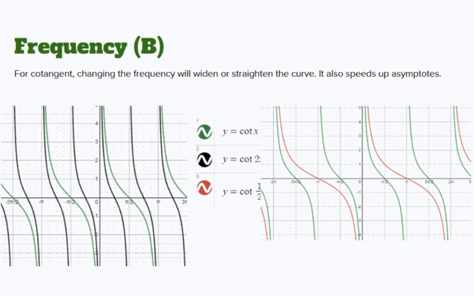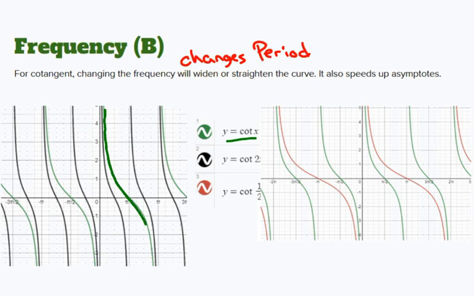So, what does B look like? Well, B is going to make the frequency. Remember, the frequency changes the period, either making it more often or less often. We start off with the parent function as our baseline. And then we look at y, and this should be 2x. Y equals cotangent 2x. I don't know what it looks like in your notes, but this was cotangent of x, this is y equals cotangent of 2x.